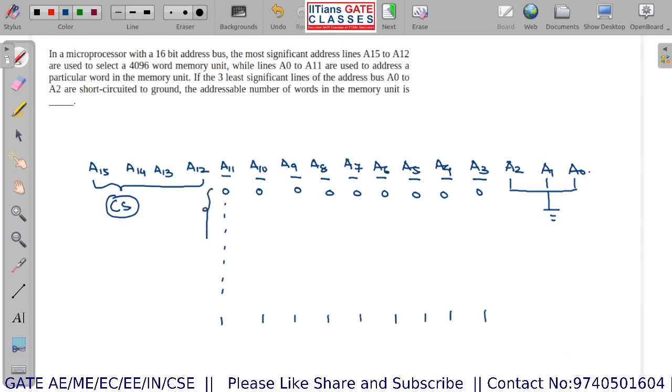So in total, how many memory units are present from 000000000 to 111111111? They are 9 lines, so 2 to the power 9. 2 to the power 9 means 2 to the power 8 into 2, so this is 256, 512. So the answer to this question is that 512 addressable memory units are present in the given condition. Very simple, very basic question. So 512 is the correct answer.